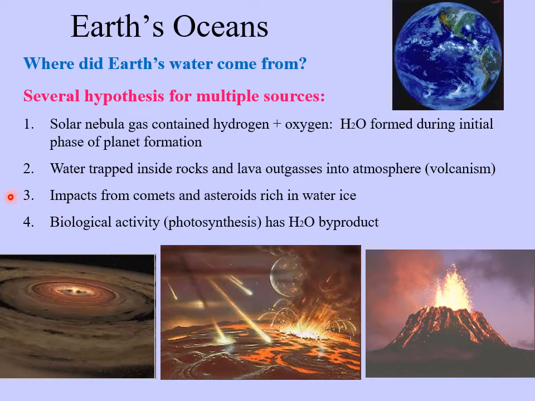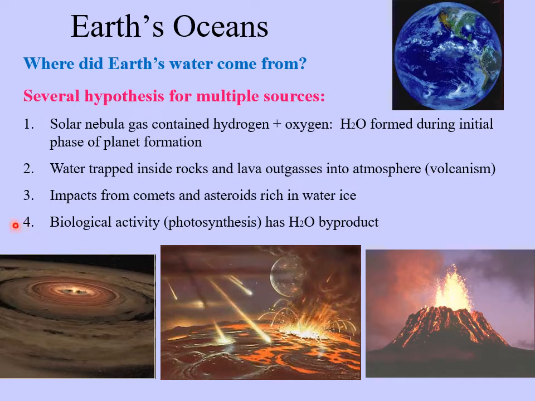Another source of water on our Earth is extraterrestrial. Comets and asteroids are rich in water ice, and during the early phase of our planet's formation, the Earth was being bombarded continuously with comets and asteroids. This is leftover material and debris from the formation of the solar system. So these bombardments from all these comets and asteroids brought water to the planet.